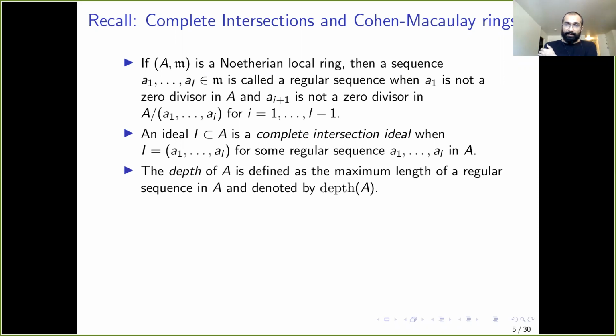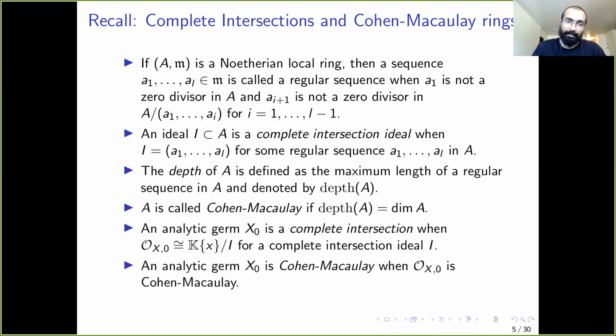Now the depth of A is defined as the maximum length of a regular sequence in A and is denoted by depth A. And a ring is called Cohen-Macaulay if the depth of A is the dimension of A. And an analytic germ is a complete intersection germ when its local ring is isomorphic to k⟨x⟩/I for some complete intersection ideal I. And an analytic germ is Cohen-Macaulay when its local ring is Cohen-Macaulay.